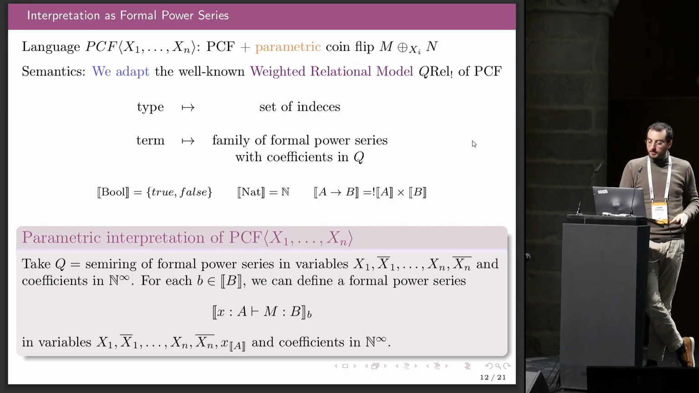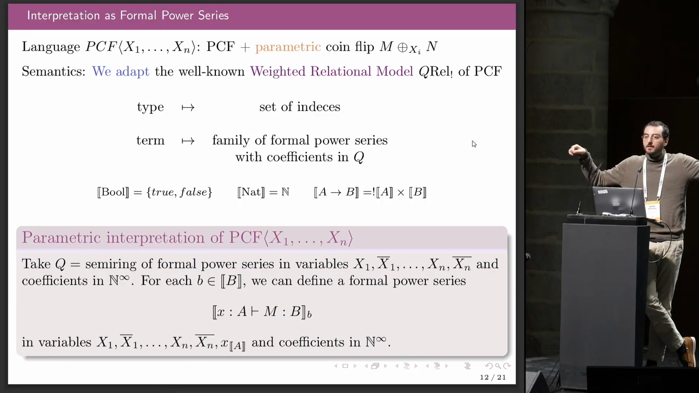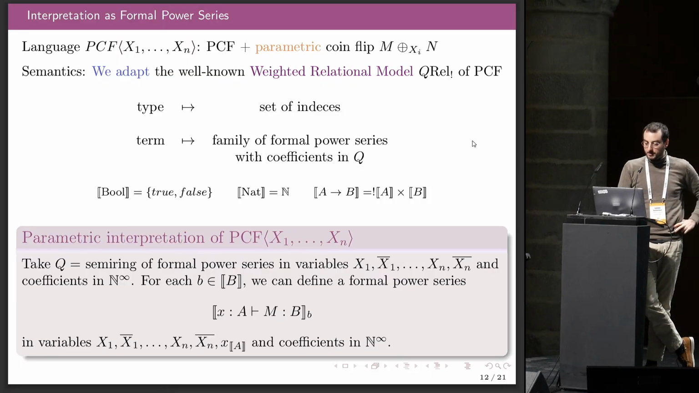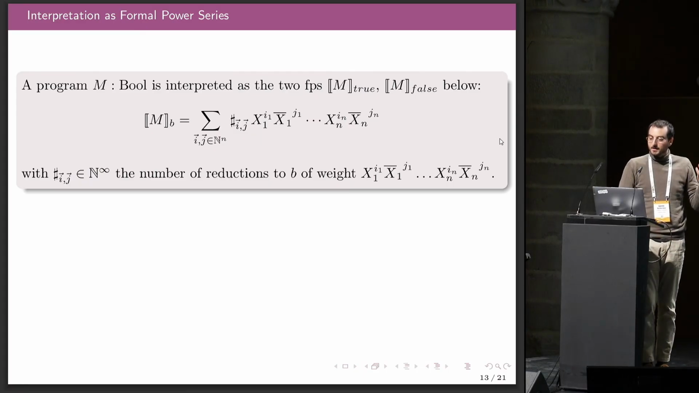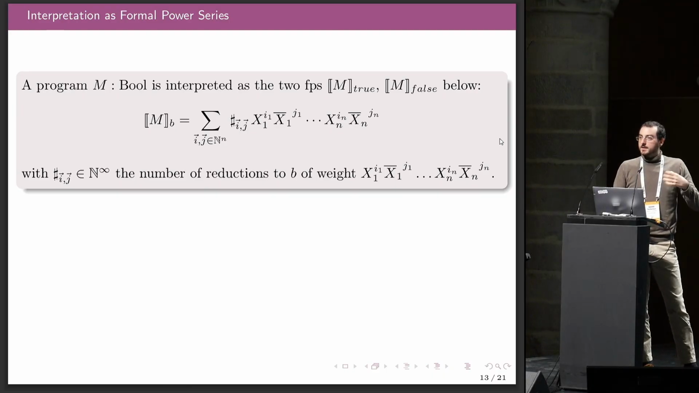Now, by choosing in a clever way the semiring of coefficients, we can have indeed a model for the language that we consider. And in order to do this, we need to consider as coefficients formal power series themselves, where the variables are the parameters of the program, which means the biases of the coins that we use in our language. Actually, it is already complex enough to look at closed terms of type bool, and in this case, the interpretation would just give two formal power series, one corresponding to the output true and one to the output false.